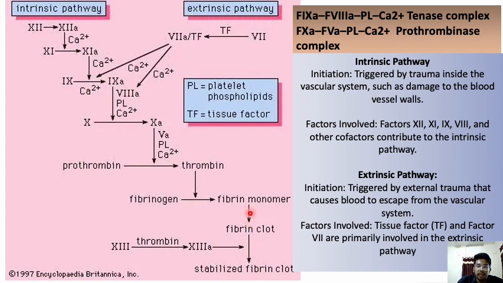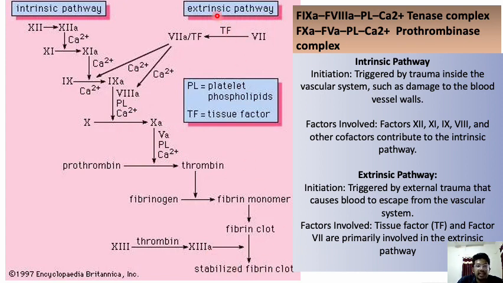And this fibrin monomer will form the polymer, and this polymer forms the fibrin clot. The thrombin is again converting factor 13 to its active form, factor 13A, and this active factor 13 is required for the stabilized fibrin clot formation.